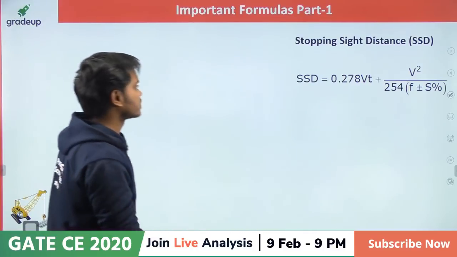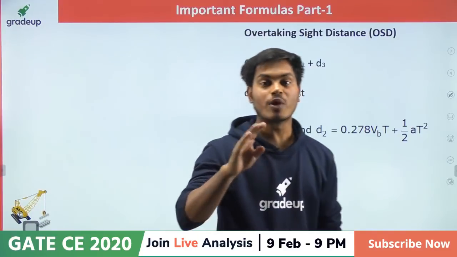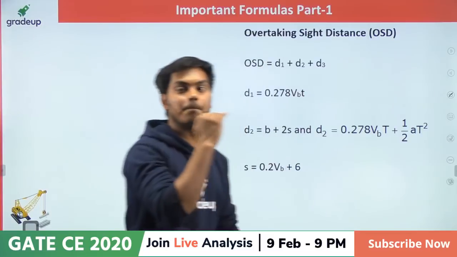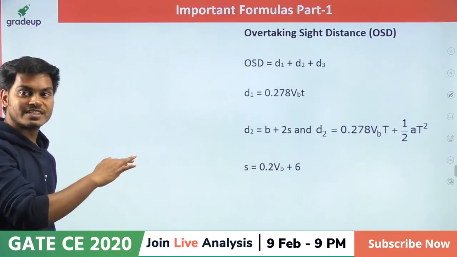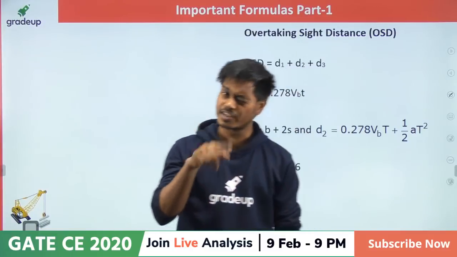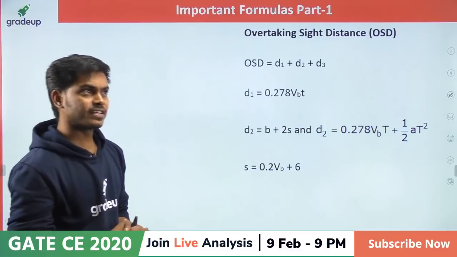Okay. Next, overtaking sight distance mein you will be having three distances. You have to add three distances: D1, D2 and D3. I have clearly mentioned it. I have explained you this in my session also, I think in geometric design part 1.